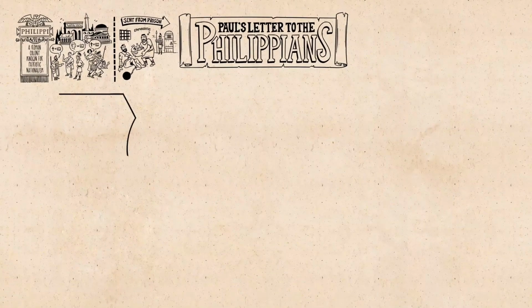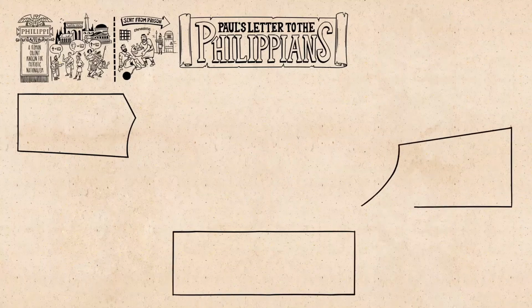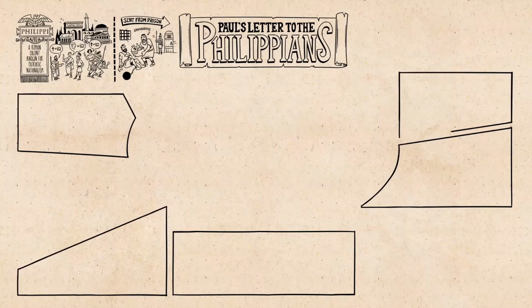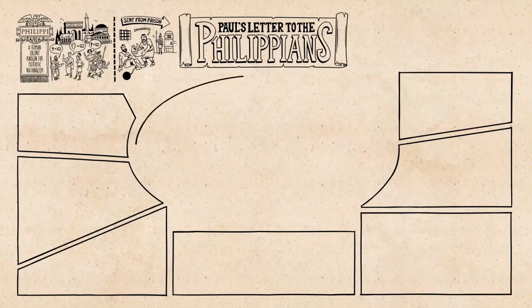The design of this letter doesn't develop one single idea from beginning to end like many of Paul's other letters. Rather, Paul has arranged a series of short, reflective essays or vignettes, and they all revolve around the center of gravity in this letter, which is a poem in chapter 2.